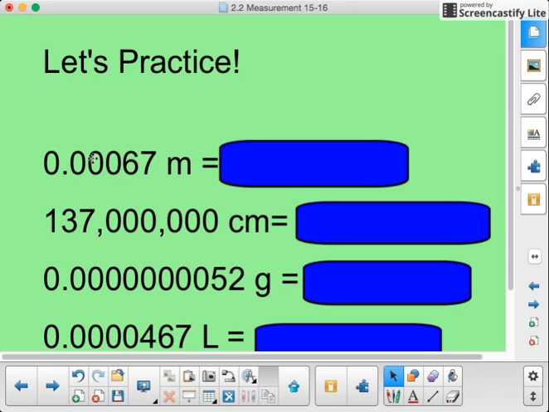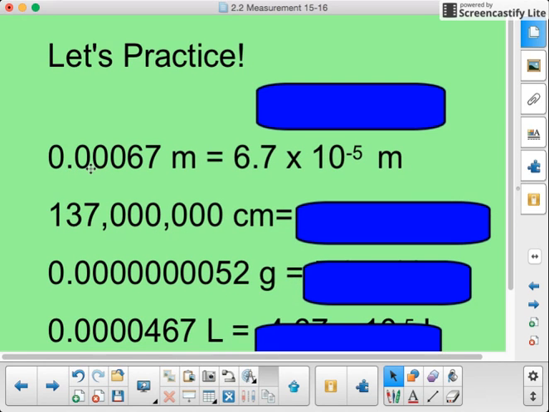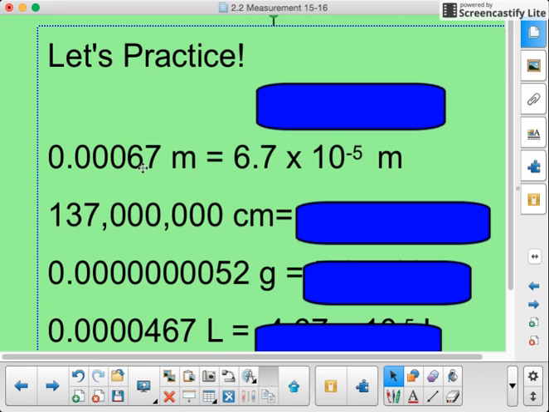So let's practice. This first number, 0.00067 meters, you would write as 6.7 times 10 to the negative fifth meters. So I start with my decimal point here, and then I count 1, 2, 3, 4 places. Sorry, that should be 10 to the negative fourth meters. And it's a negative exponent because it had a very small number.